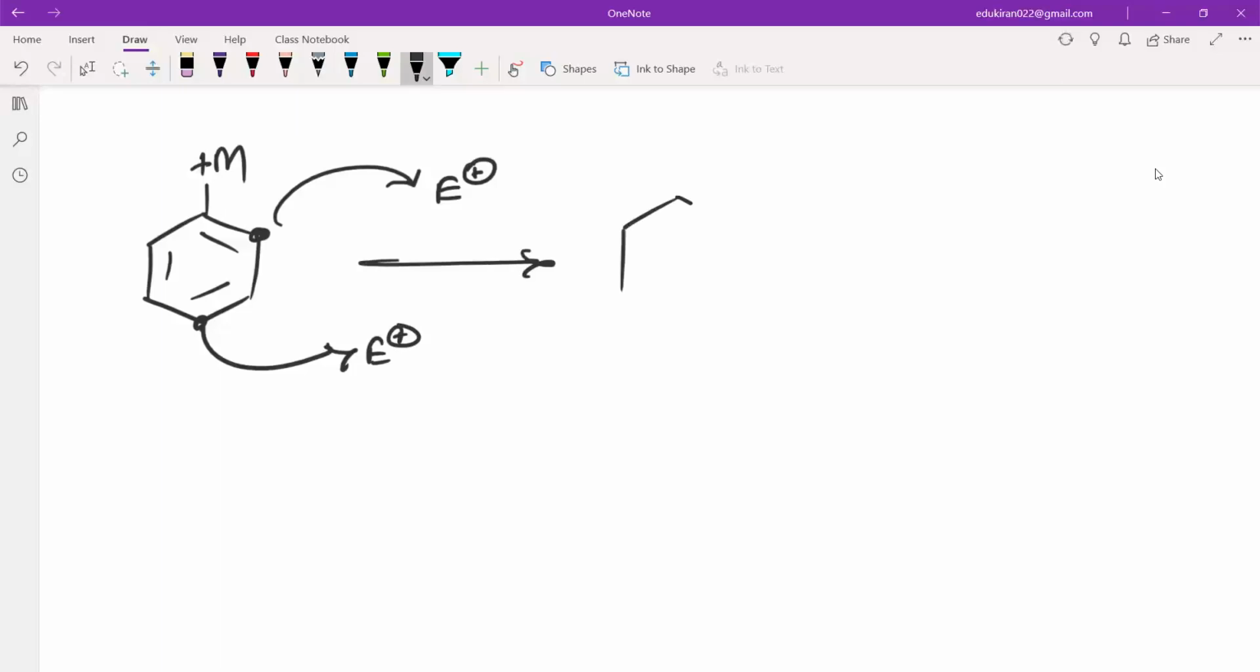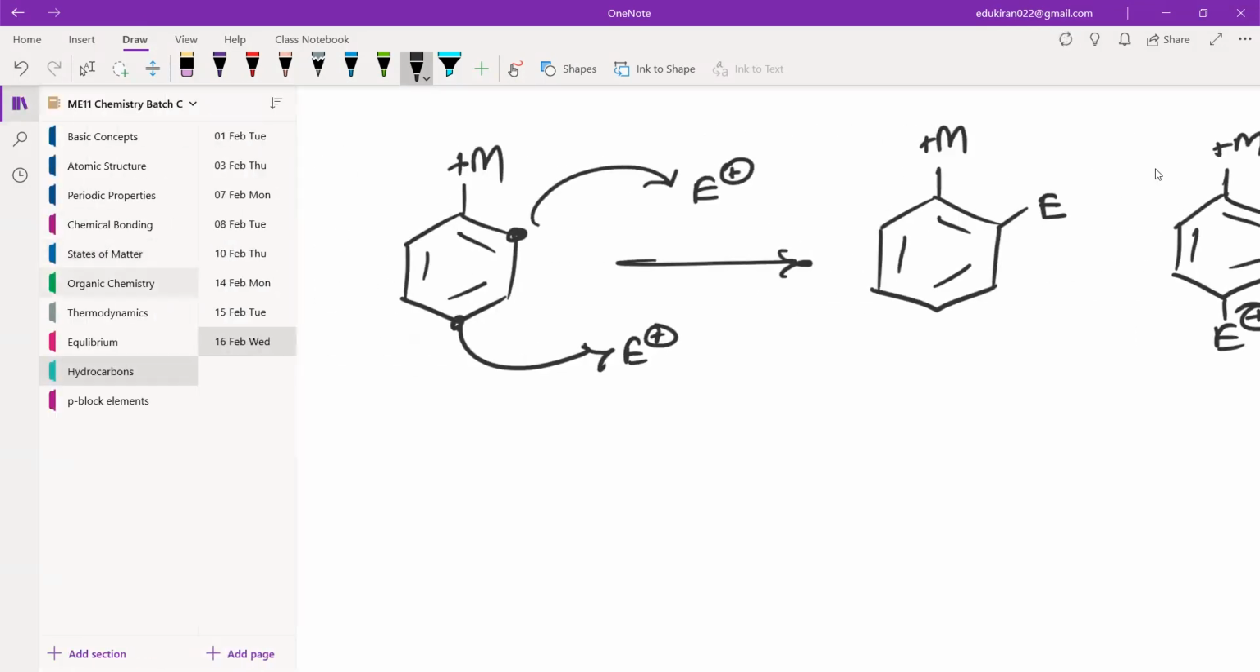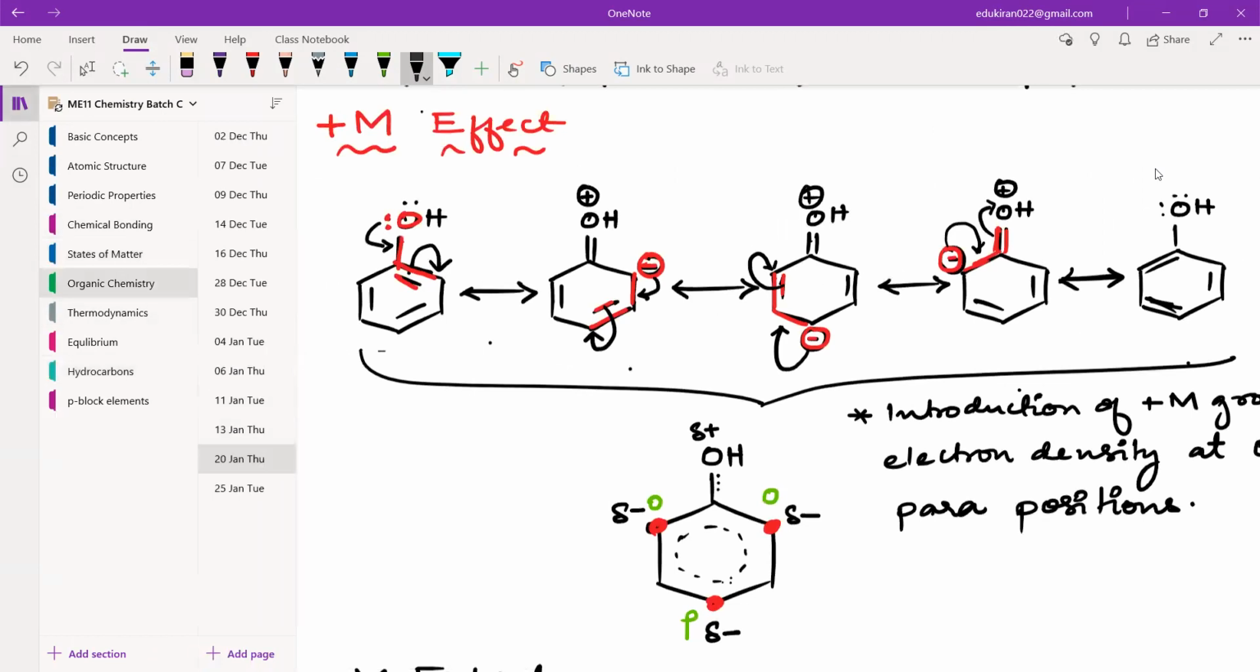So one product will be if I attack from the ortho position. Here we will have any of the plus M groups, and we will get an ortho substituted product, plus we will also get a para substituted product, because we have electron density that is higher at ortho and para positions. Is this clear? Yes or no? Yes, sir. Clear.